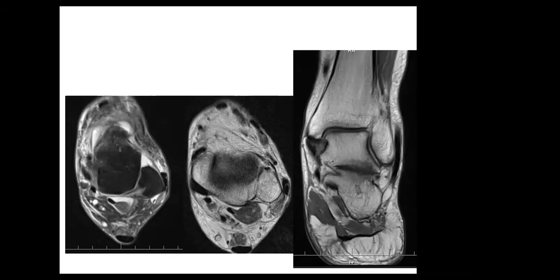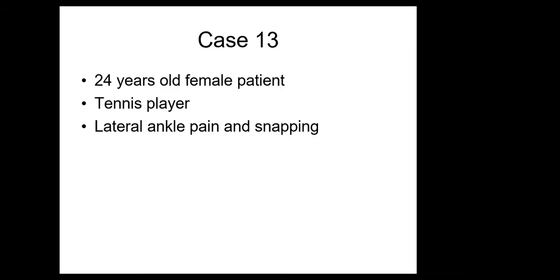Okay, so we always go back to the history and try and make sense. So you have a tennis player with lateral ankle pain and snapping. What do you think the pathology is? Lateral peroneal tendon tear. If you have a peroneal tendon tear, you wouldn't get snapping because the tendon is torn. So why do you get snapping and pain?